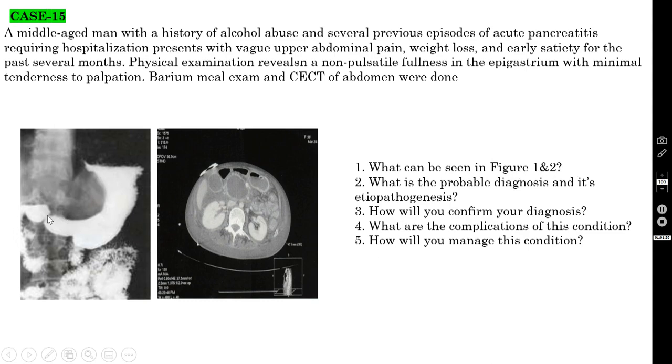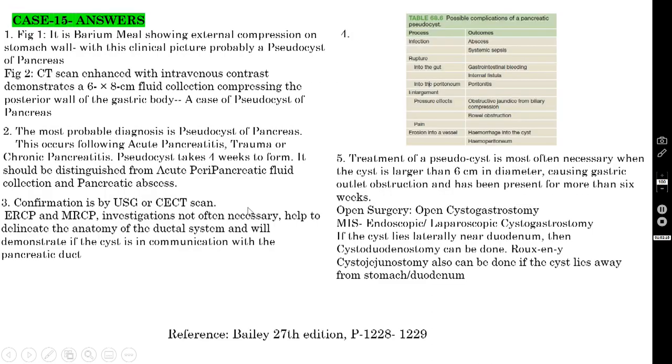This is a barium meal where you are seeing external compression from this area, most probably from the lesser sac. So probably it is a case of pseudocyst of the pancreas. And in the CT scan, you are clearly seeing the pseudocyst. This is the pseudocyst. Okay, the most probable diagnosis is pseudocyst.